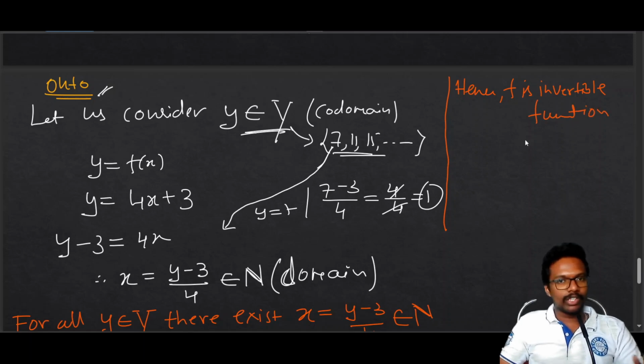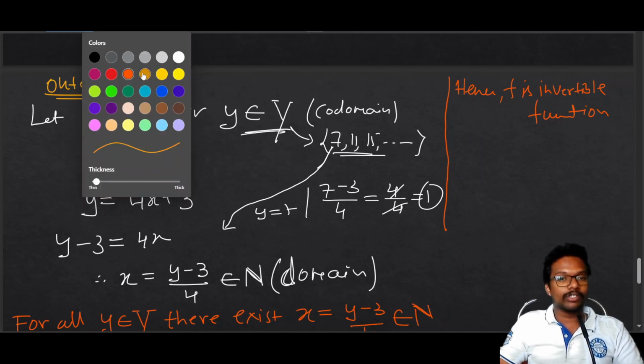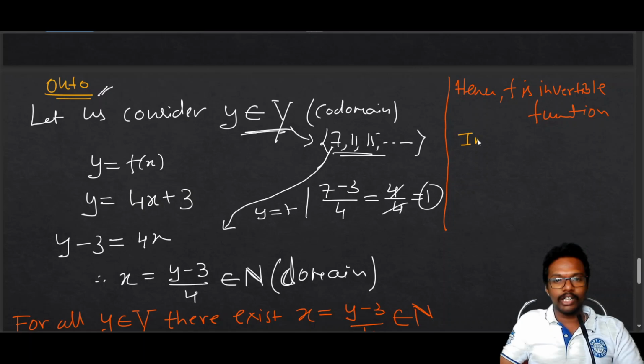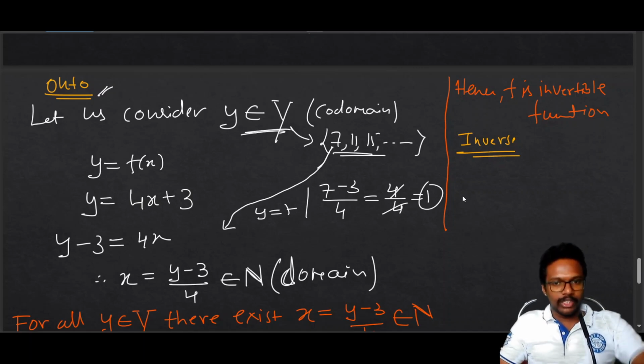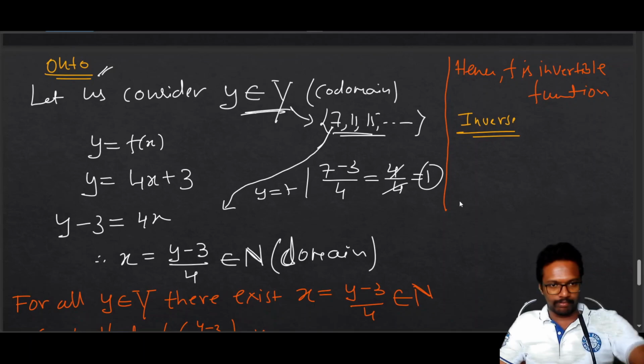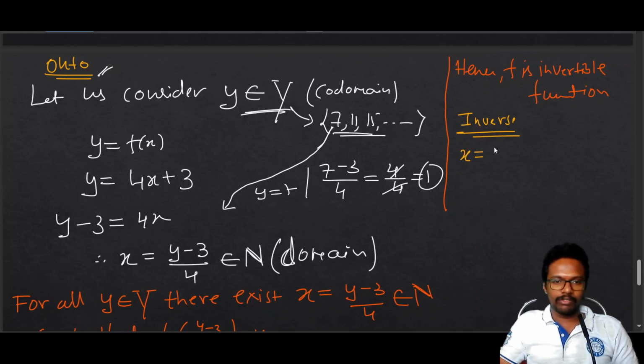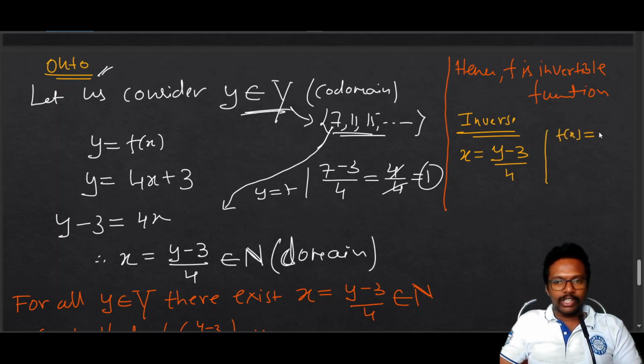Hope you understood up to here. And they have also asked to find the inverse of f. It is also easy here. After showing f is an invertible function, what will be the inverse of f? Just observe here. We know the x value is nothing but y minus 3 divided by 4. So f of x equals y.